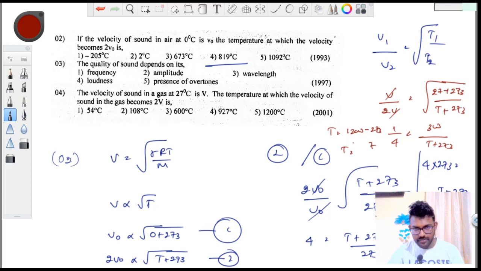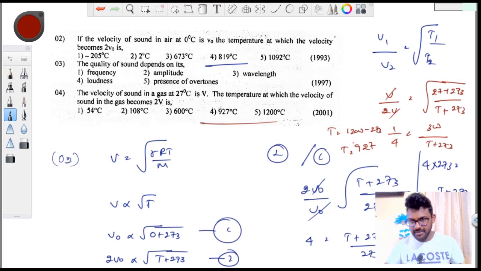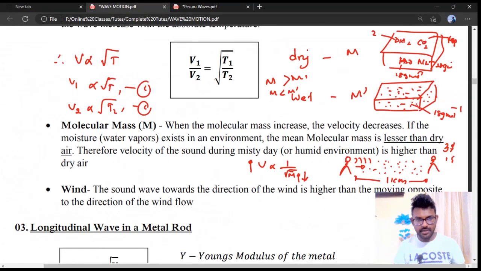This should be the answer 4. Let's see. Here 927, and here we have 927. Yes. As expected, right? That's how you do it. If you are certain about the answer, you can find one or two digits and underline it, but make sure you find the full answer. So this is 927 degrees Celsius. Fine. So we'll go to the notes again and proceed with the theory.